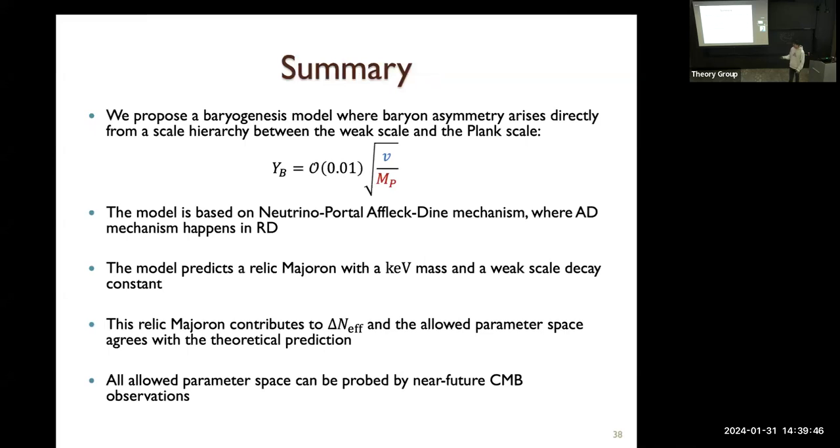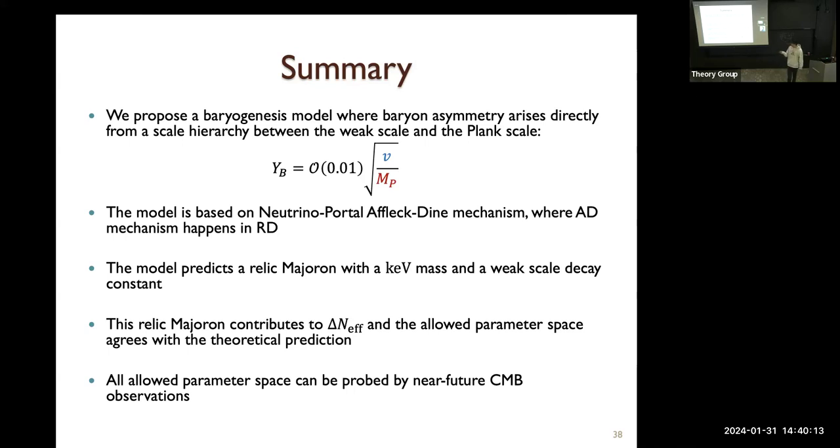Okay, so I'm sorry for going over the time, but this is the last slide, the summary. We propose a baryogenesis model where baryon asymmetry arises directly from a scale hierarchy between our two important scales, the weak scale and the Planck scale, in the form of square root of v over M Planck. This model is based on the neutrino-portal Affleck-Dine mechanism, where this Affleck-Dine mechanism happens during radiation domination.